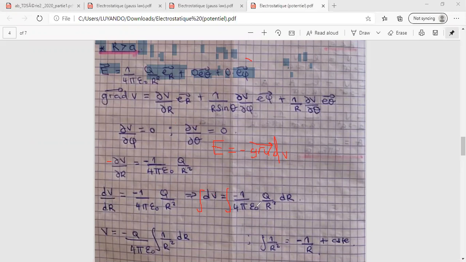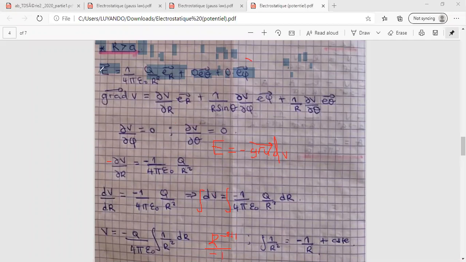So the Q divided by 4 pi epsilon 0 is going to come this side. And then we're going to integrate 1 over r squared in the direction dr. The integration of 1 over r squared is equal to r to the negative 2. In integration, you add plus 1 and divide by negative 1, which is going to give us this.